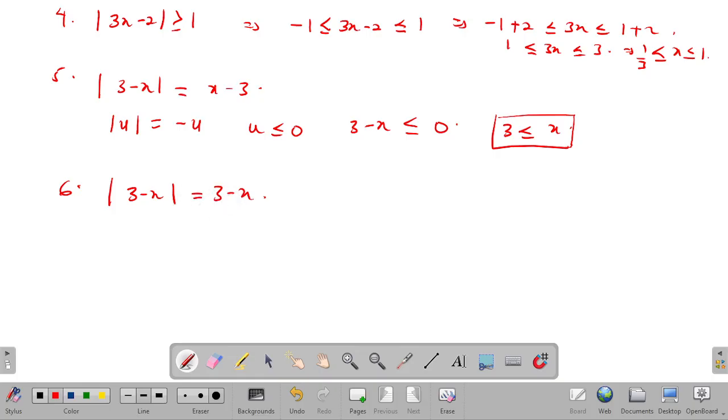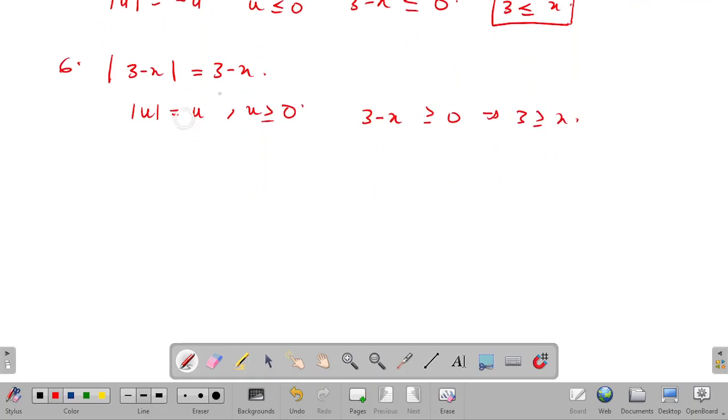With these types of questions, you simply see that the absolute of u is given to be u, provided that u is greater than or equal to 0. And you know that's true. So here you just say 3 minus x is simply going to be greater than or equal to 0. Therefore, you have 3 greater than or equal to x. Therefore, x is less than or equal to 3, and that is the answer. Now let's move to the seventh problem.